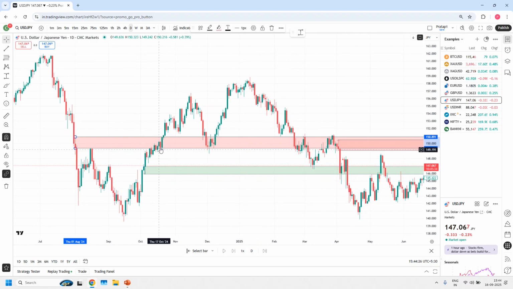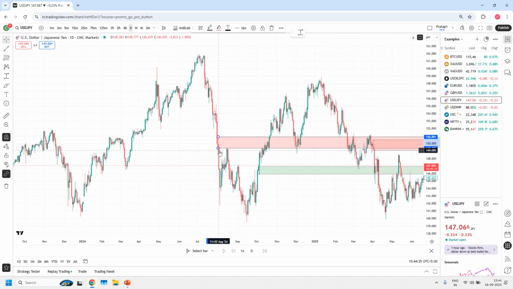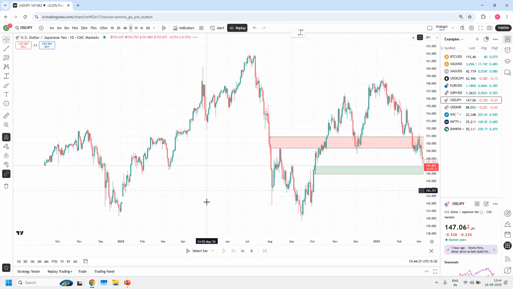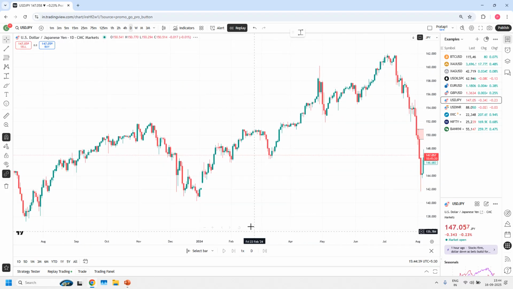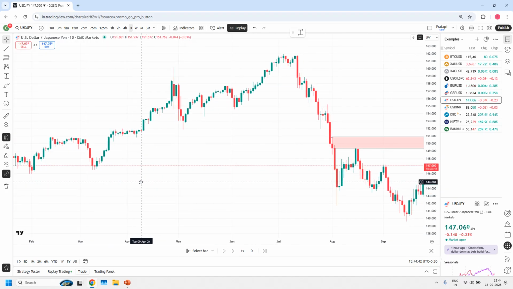Who is responsible for violation of this supply zone? This demand zone is responsible. Is this supply zone got any zone achievement? Maybe here, see here. Here we have a demand zone somewhere here. Rally, base, rally.